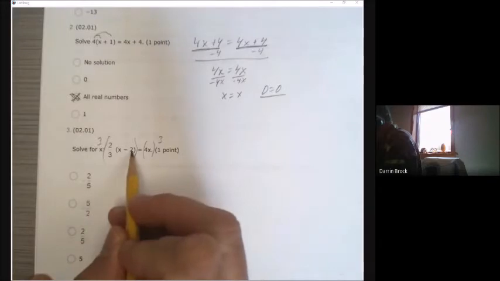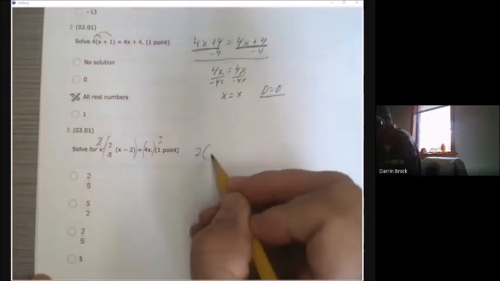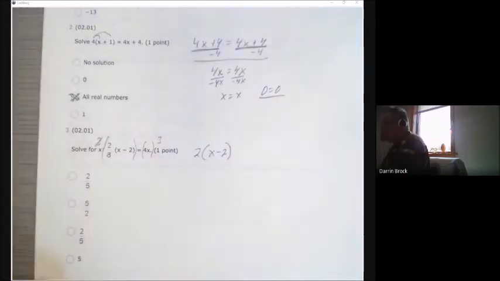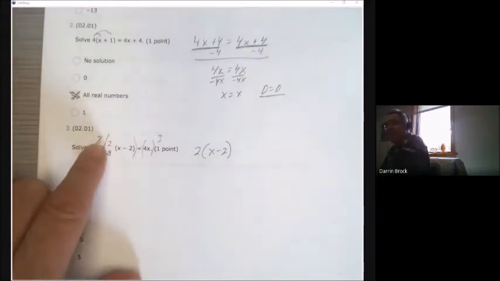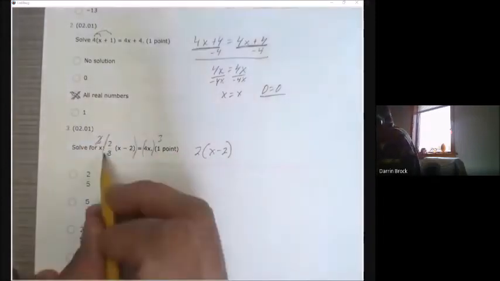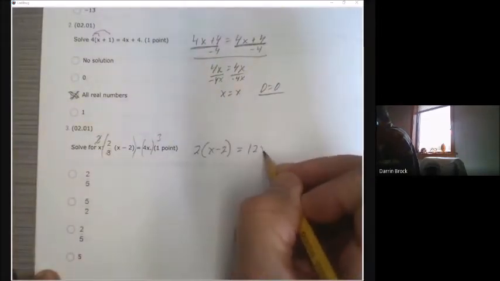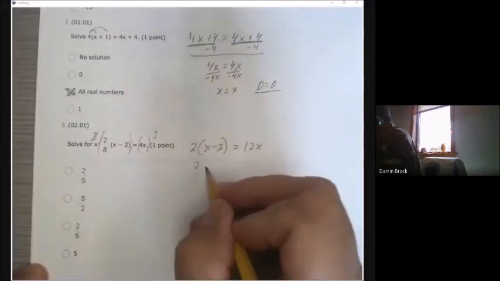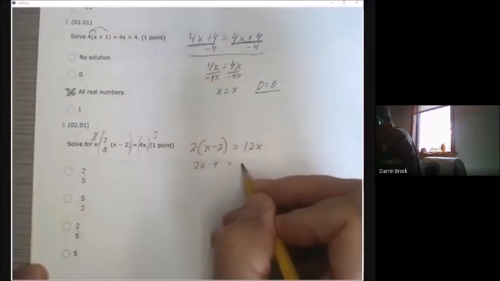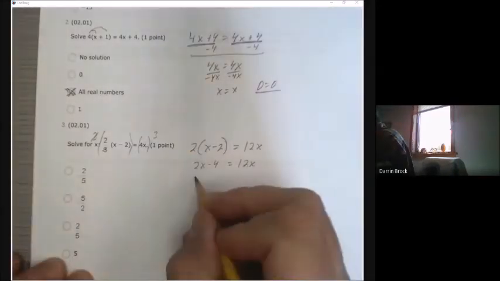Well, since this is going to be multiplied into that, this cancels out here, and this becomes just 2 times (x minus 2). I could have distributed that first, and I'd have 2/3 x minus 4/3 and multiply that by 3. But it's easiest to leave it outside the parentheses. And of course, 3x times 4 is 12x. So 2x minus 2, I need to distribute. 2x minus 4 equals 12x. All right. Put all the x's on one side.